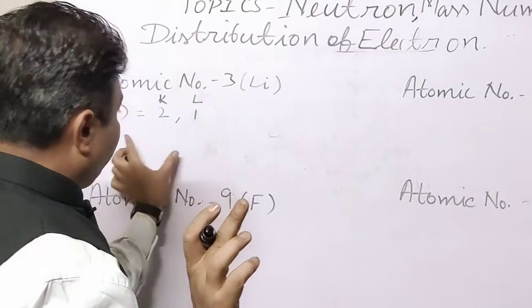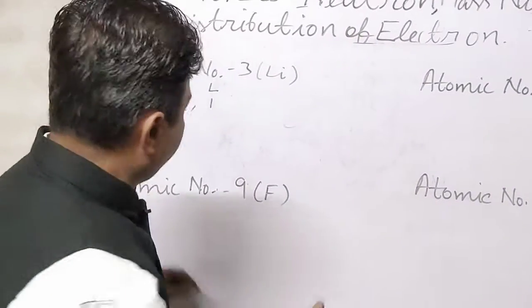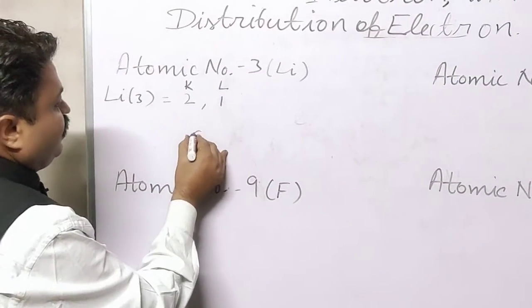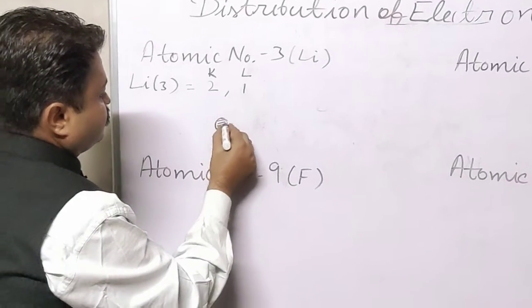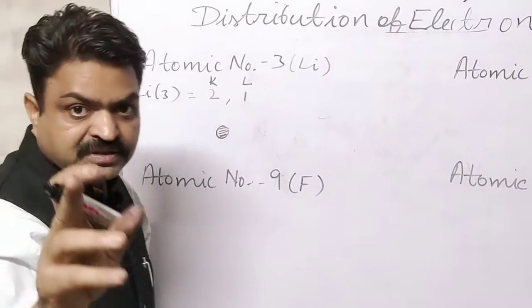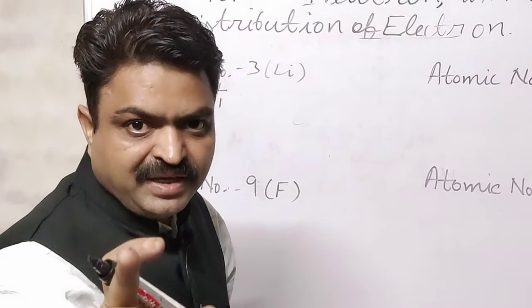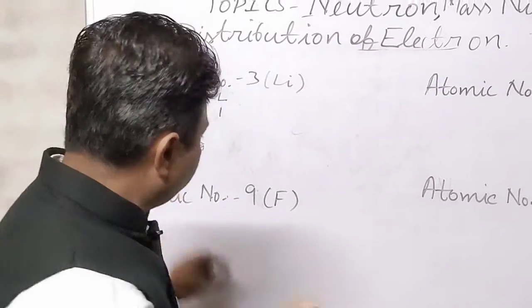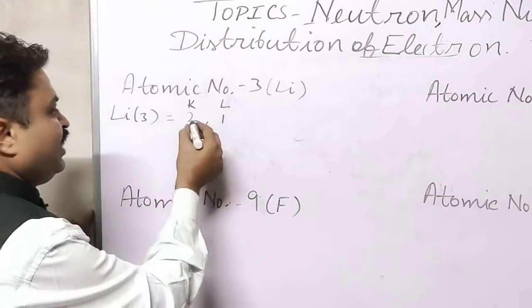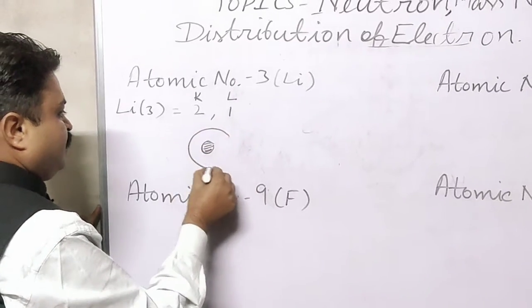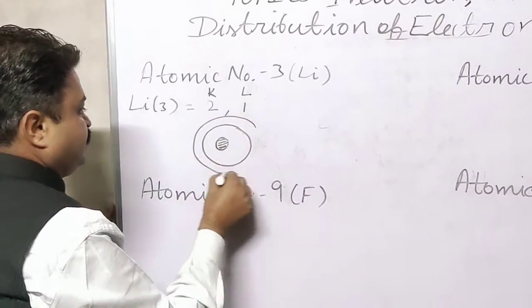So now we will make the atomic structure of it. First what we will do, we will make the nucleus. It is the nucleus. And the nucleus has protons and neutrons. Now we will make the 2 shells. It is the first shell and it is the second shell.